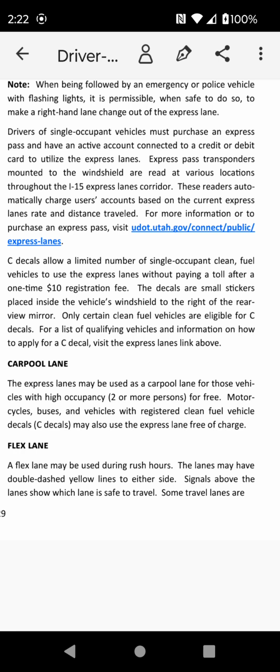Now let's talk about the flex lane. A flex lane may be used during rush hours. The lanes may have double dashed yellow lines on either side. Signals above the lanes show which lane is safe to travel.